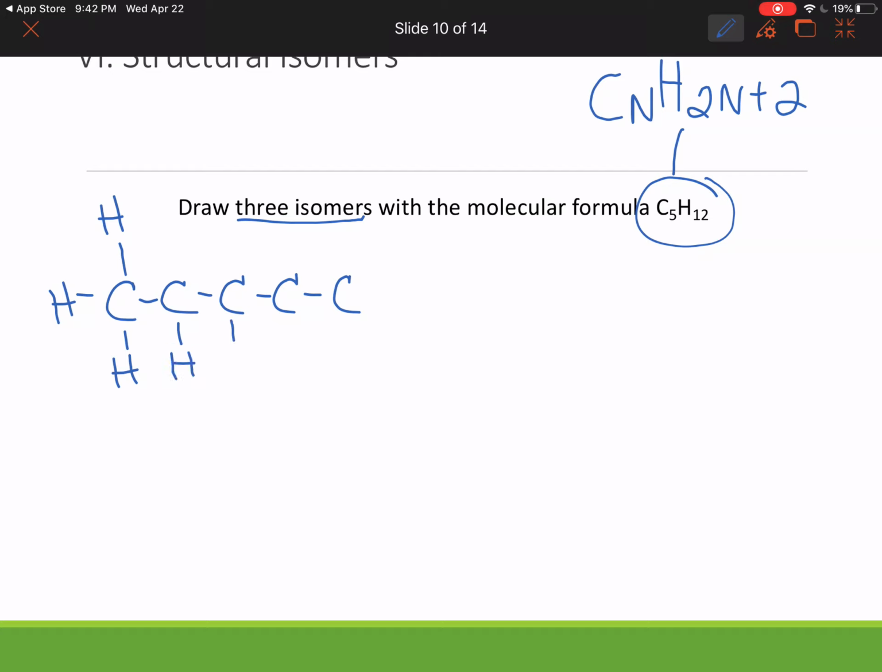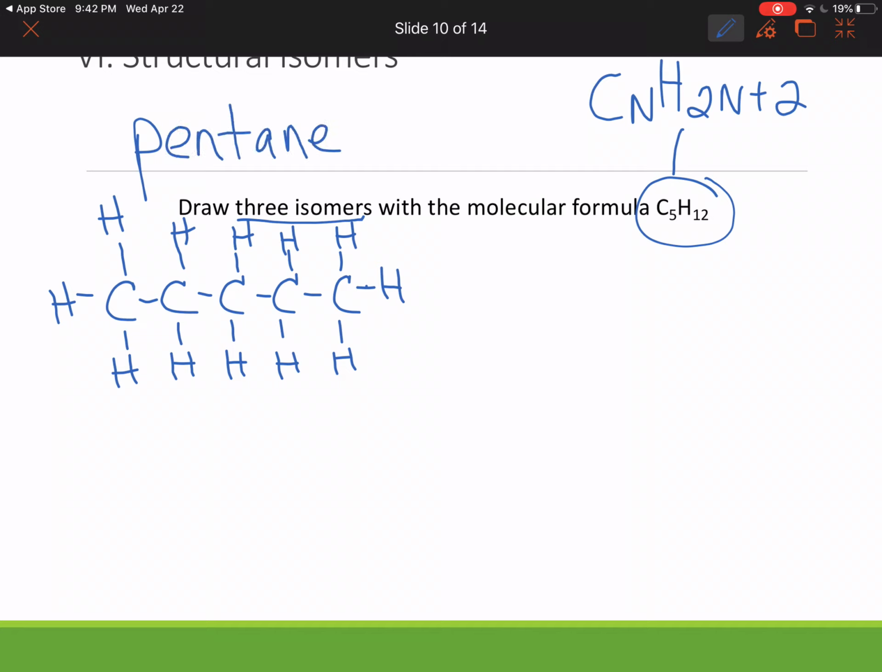And with single bonds, I should get 12. All right, so what did we just create? We created an alkane with 5 carbons. So we created pentane. Okay, nothing fancy, no numbers, no nothing. Pentane, that was our simple one. Okay, now we need to create isomers.